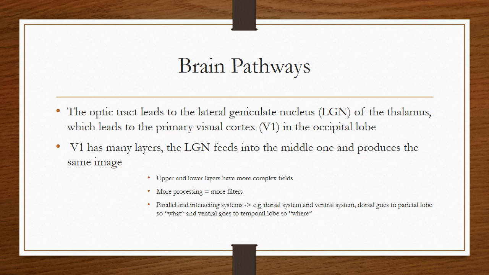So now let's talk about the brain pathways that are involved. The optic tract basically leads to this place called the lateral geniculate nucleus, or LGN, of the thalamus, which is a pretty big vocab word. You should probably know that.